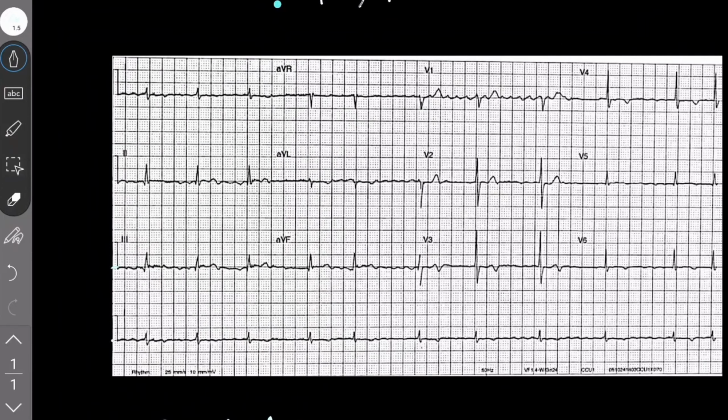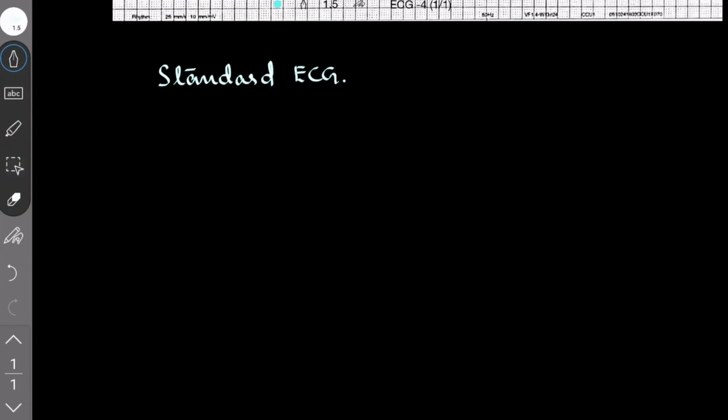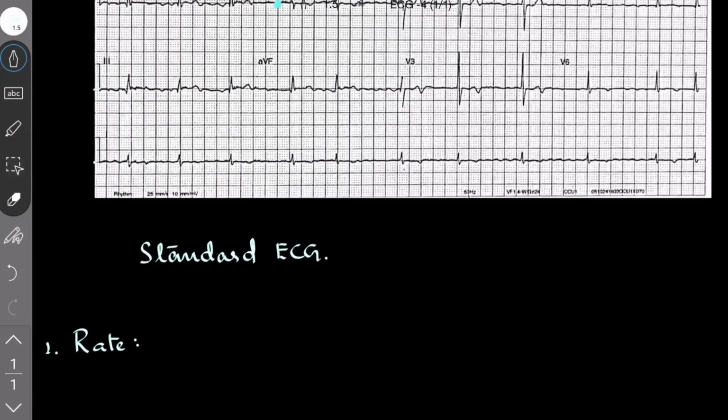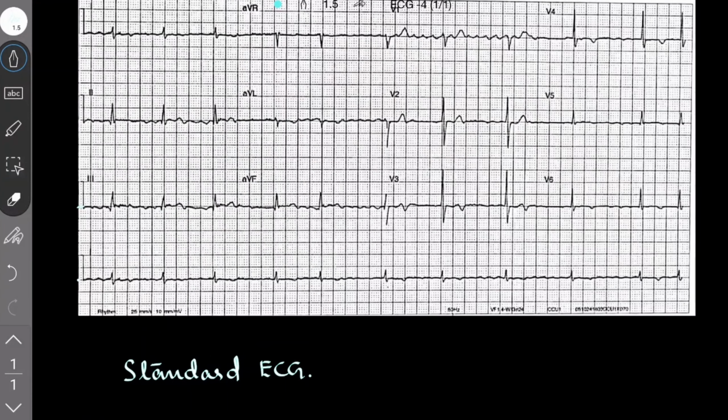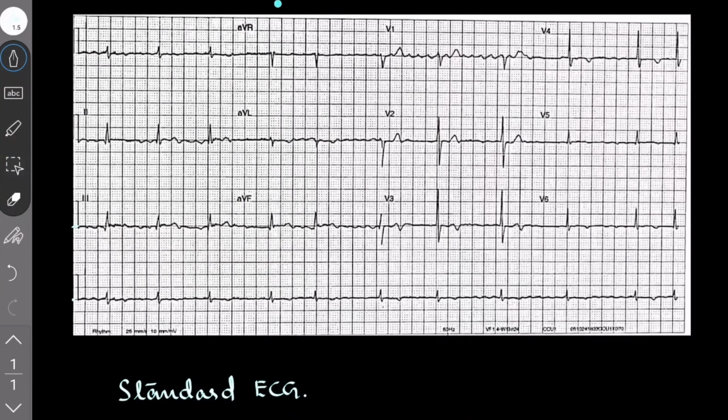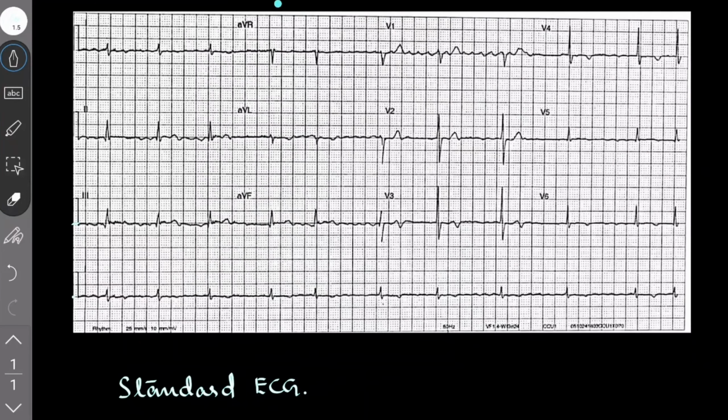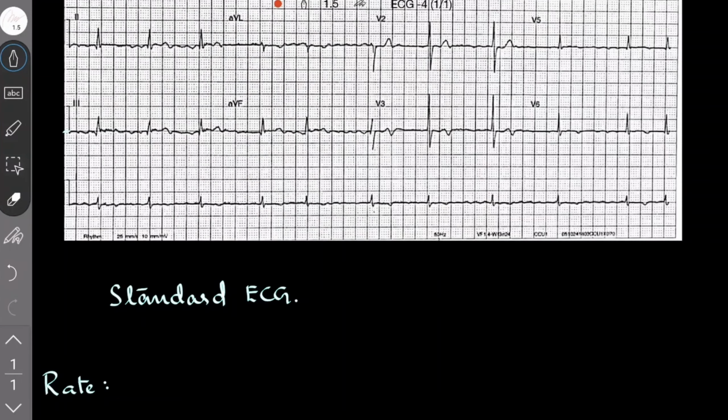Then we can go with the rate of the ECG. Looking here, the intervals are not clearly regular, so we cannot use the formula of 1500 divided by small squares in the RR interval. Instead, you calculate the number of QRS complexes in 50 big squares and multiply it by 6. Thus we get the rate of the ECG.